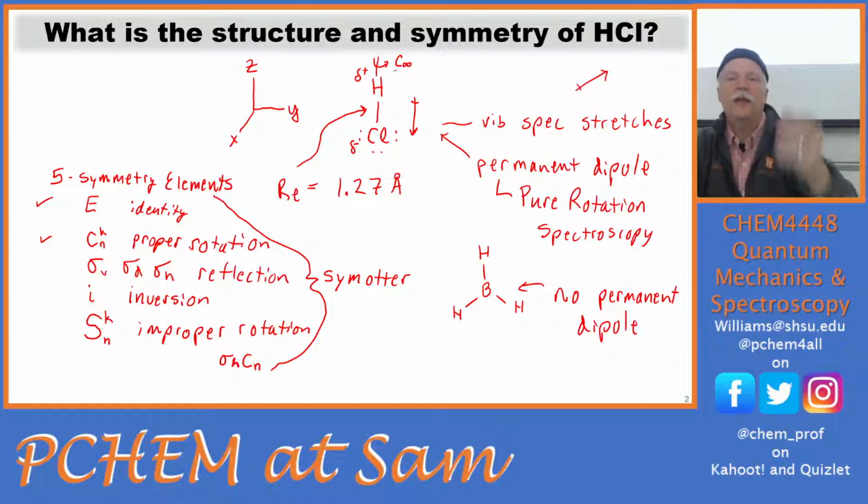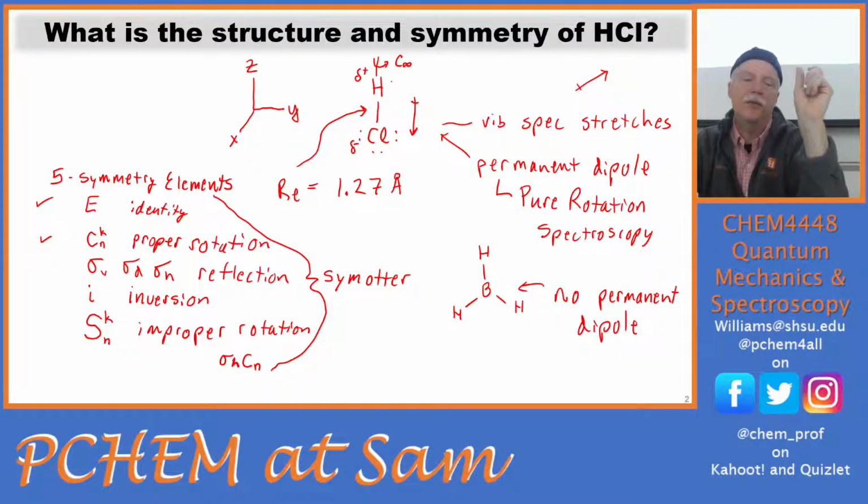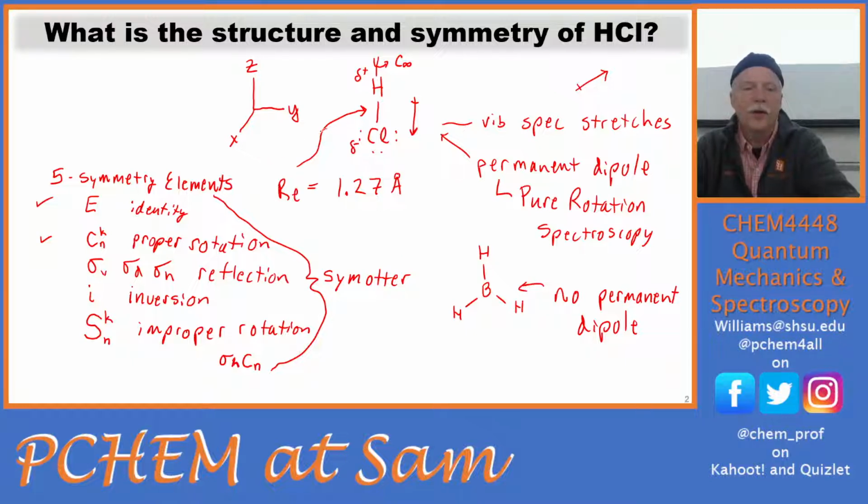Okay. So that means that n is how you divide 360 degrees, right? So you can divide it by infinity. You just turn it an infinitesimal amount and it looks the same. And so again, we make that judgment. Like this BH3 down here, we have to turn it a whole third of a turn before it looks the same. Whereas HCl, we turn it just a tiny infinitesimal amount and it looks the same. So it's a C infinity axis. There are an infinite number of one of the other symmetry elements. You know which one that is.